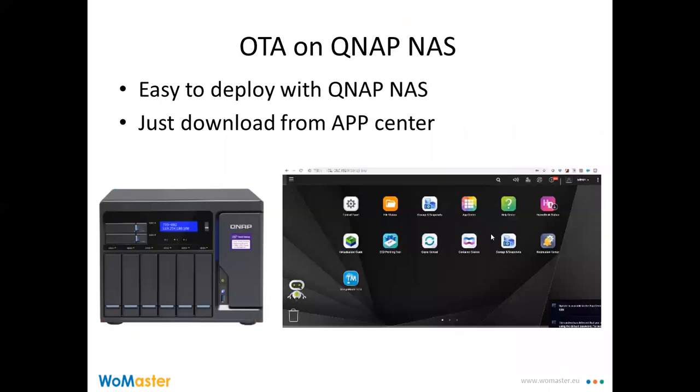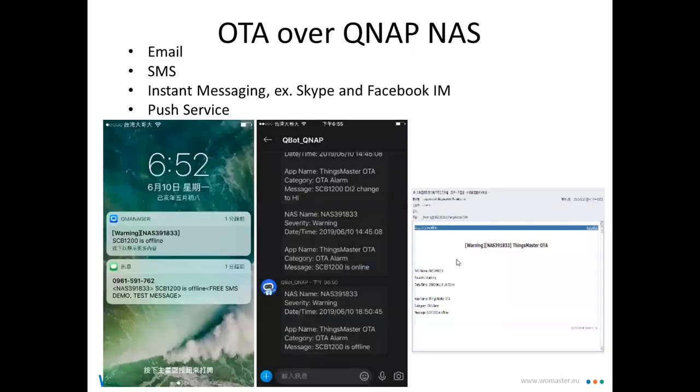And then I'll introduce our OTA, which is running right now. We support the QNAP NAS, very easy to deploy. We can just download it from the App Center. You can see here, this is OTA. You can combine it with the QNAP NAS, and then we'll take a look at what more advantages we have over the QNAP NAS.